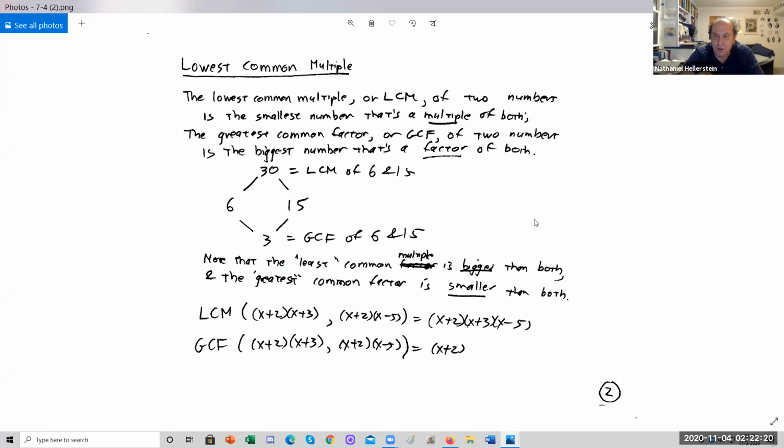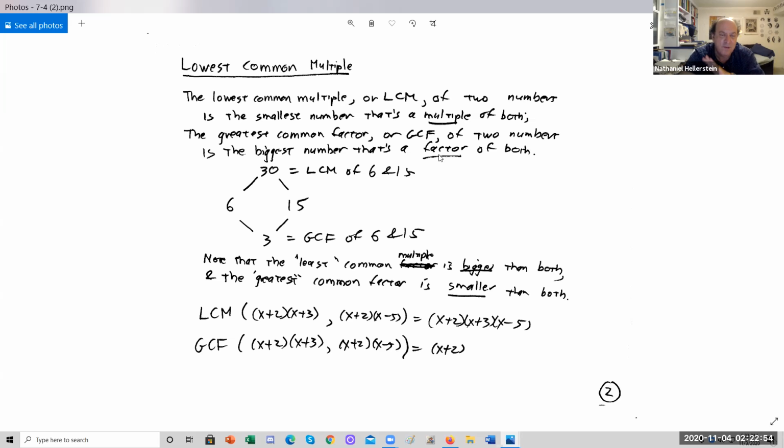Now, sometimes you don't have to go all the way to the rabbit rule, b times d. Sometimes you can find a denominator that's not quite as big, needn't be as big as the product. Now to do that, we need what's called the lowest common multiple, LCM. It's the smallest number that's a multiple of both. And its complement is the greatest common factor, called GCF, which is the biggest number that's a factor of both.